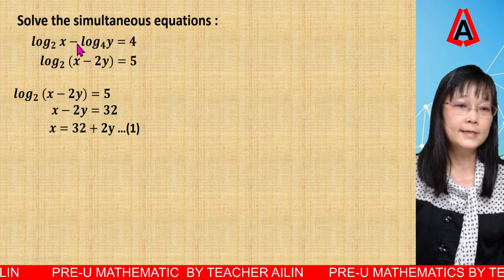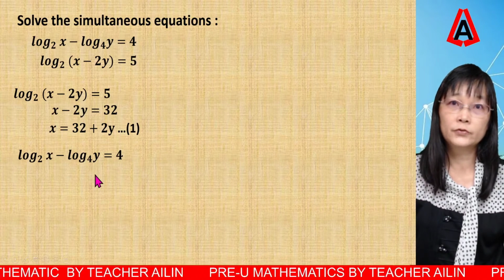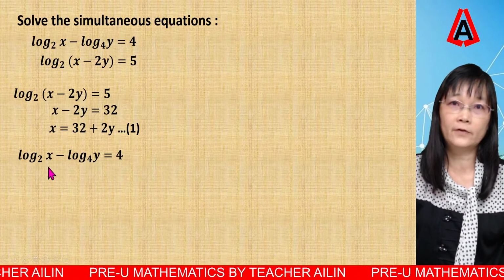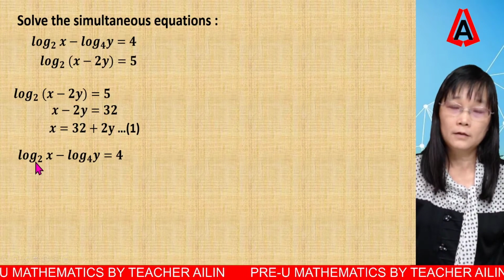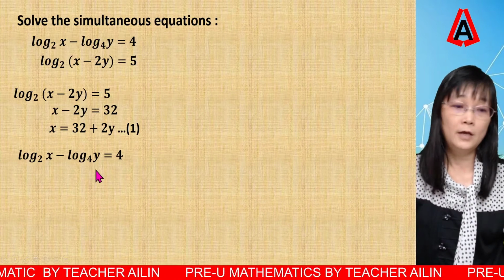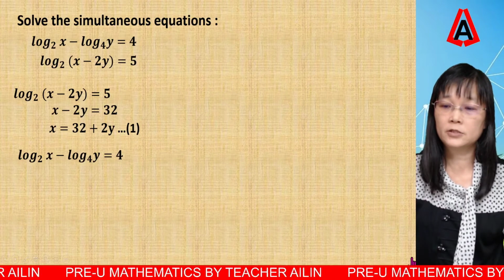So now for the other equation, when I try to change to index form, I found that the base is different. So when the calculation involves logarithms, make sure the base is the same. So now I'm going to change the base 4 into base 2.